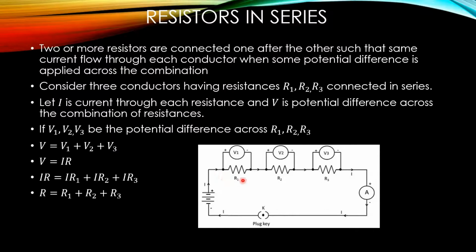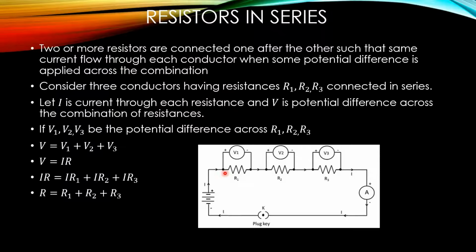Here in the figure, three resistors are taken. Resistance of the first is R1, resistance of the second is R2 and resistance of the third is R3. These are connected such that these are connected one after the other.